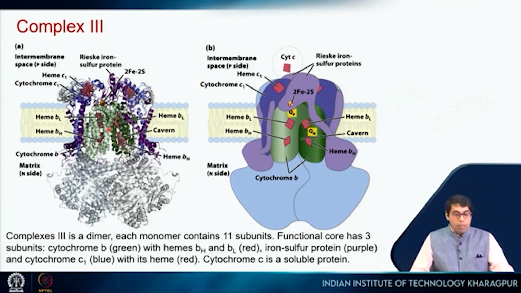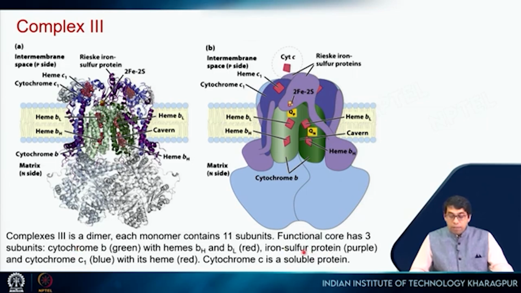Complex 3 is a dimer. So it looks like this. You can see that it is a symmetric dimer, right? And each of these monomers, so if I draw a straight line here, and I just look at the left half side, that is the monomer. So this monomer contains 11 subunits, right? The functional core is also shown here. It has 3 subunits: cytochrome B, which is shown in green, which has the hemes BH and BL, right? So you see these hemes BH and BL shown here. So that is cytochrome B.